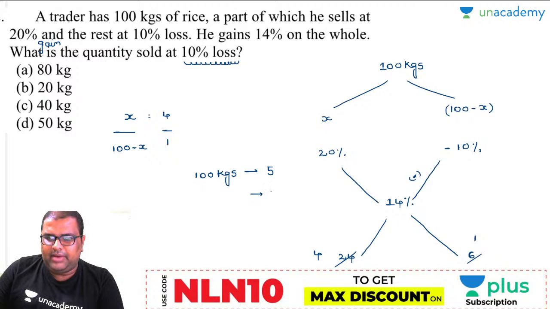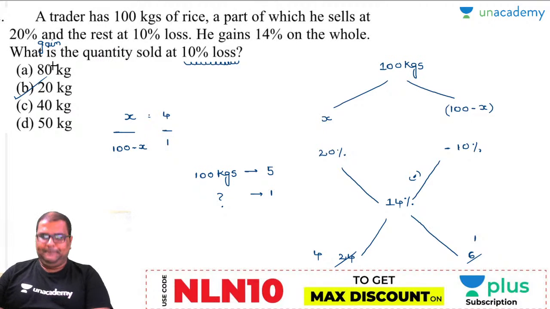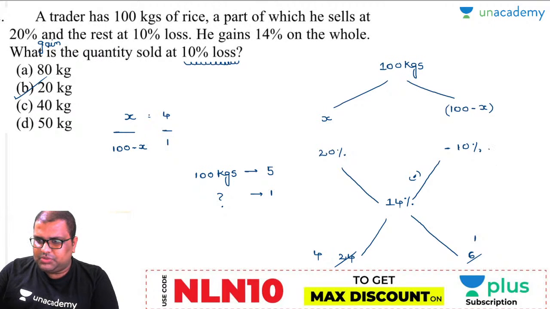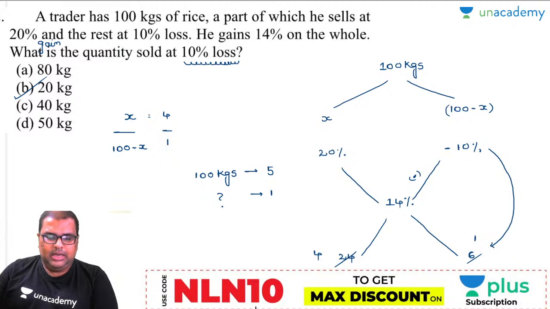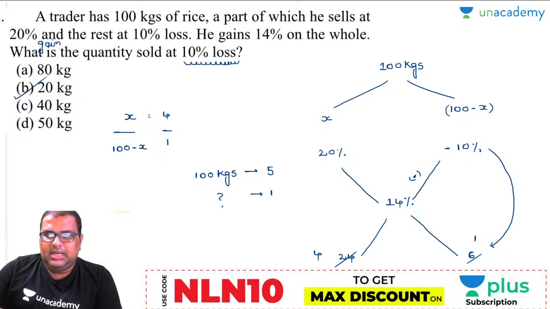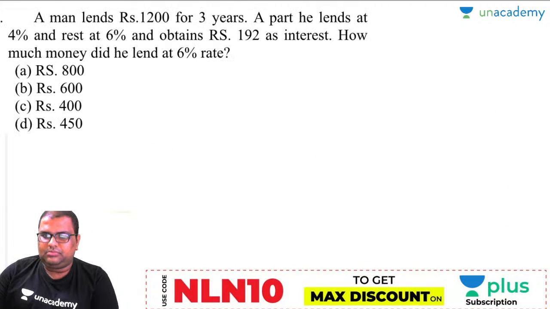So 1 part value is the question asked. Now calculate this and let me know the value. Is this the answer? B, 20 kg? Loss means you have sold only 1 part in loss. This is the point. I think I am clear. So by this time you have to be very strong in calculating alligation rule, right? A powerful tool which will be helpful to solve easy questions. Yes, very good, Suraj.